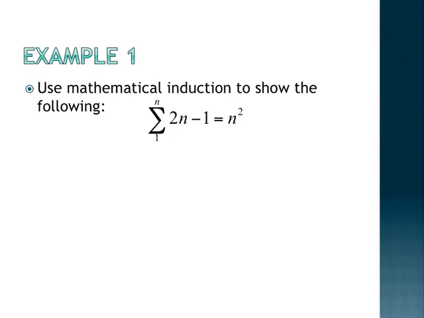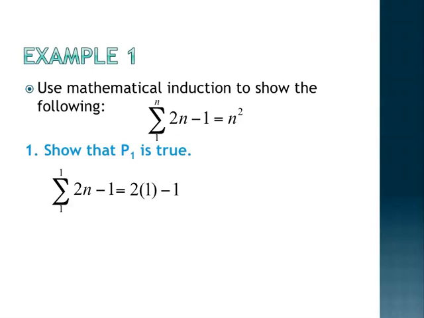So the first step is to show that it is true for P1. Okay, so we're going to show P1 is true. So we're going to plug in 1 for n. So the sum of the first one term is equal to, well, 2 times 1 minus 1 is the only term in the sequence. And 2 minus 1 is equal to 1. And if you look at the right-hand side, we plugged in n equals 1. So 1 squared is also equal to 1. So that holds true. Okay, so we've successfully done the first step, which is to show that P1 is true.